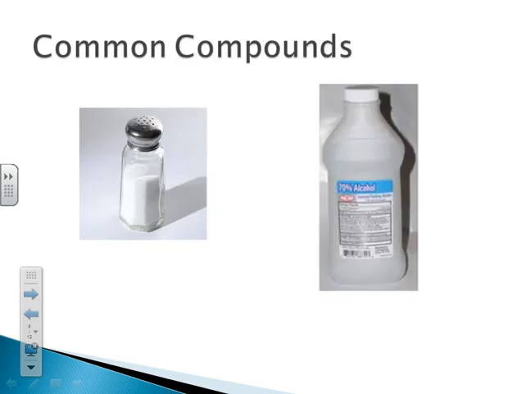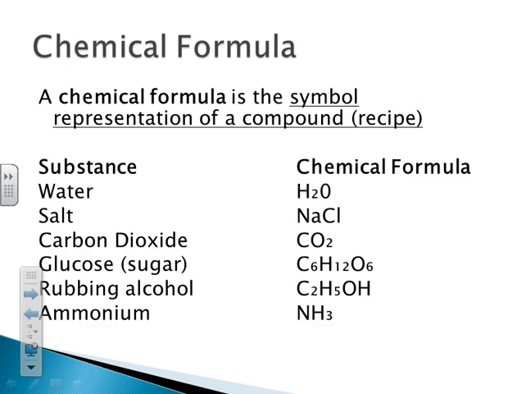You have rubbing alcohol, salt. Start thinking of some compounds that you know of. Basically, if it's not an element on the periodic table, it's a compound. You and I, we are compounds. We are made of one or more elements, chemically bonded together.